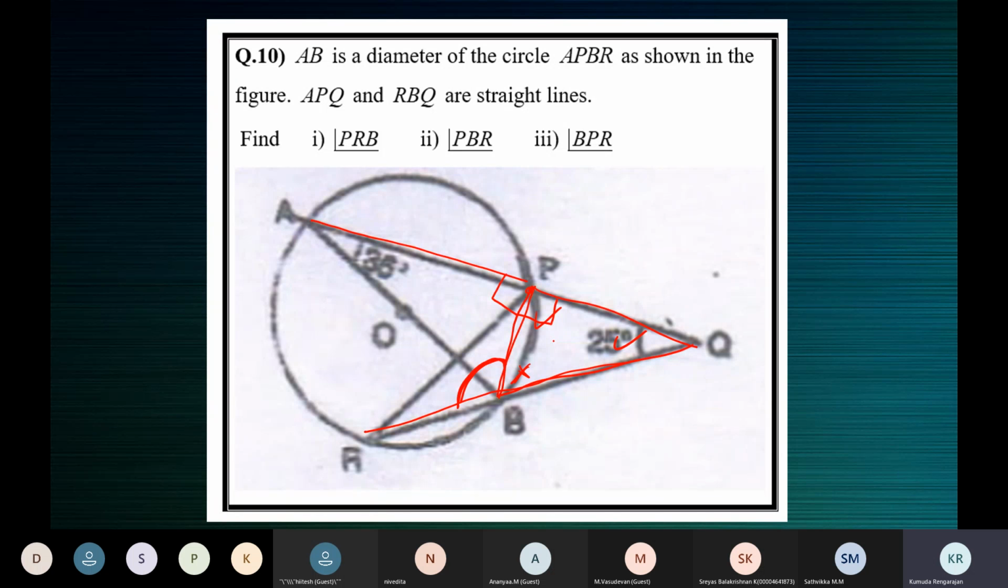Yes, children. Next we need to find angle BPR. Did you understand the second subdivision, children? Do we understand how to identify angle in a semicircle? Yes, ma'am. Yes, Shreyas? Yes, ma'am. Okay.